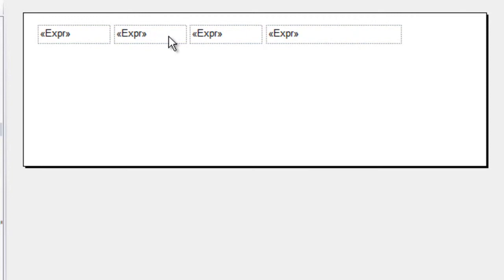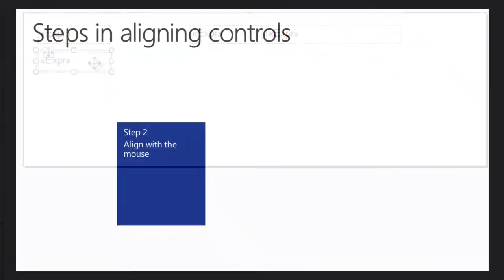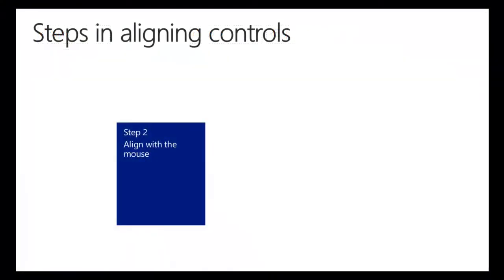Obviously, for the vertical spacing and the vertical alignment, it's the same. So if I drag it below, you can see the points for the spacing and also the blue lines for the alignment. In a way, aligning with the mouse just comes down to dragging and dropping your controls and just looking at the lines and the spacing that shows on the screen.